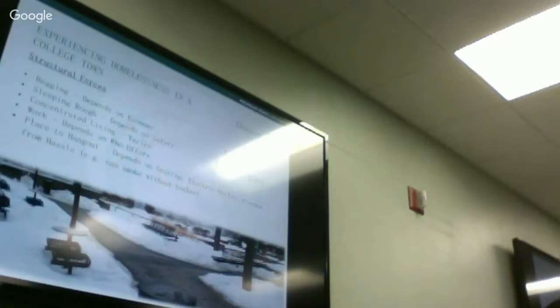Begging is not available on Detroit Skid Row. Sleeping rough, you can sleep rough in the suburbs. It depends on the safety. You can't really sleep rough, as my respondents told me, in Detroit because of the dangers.